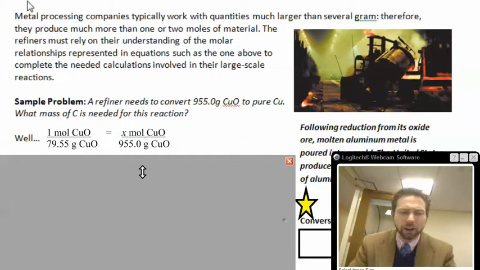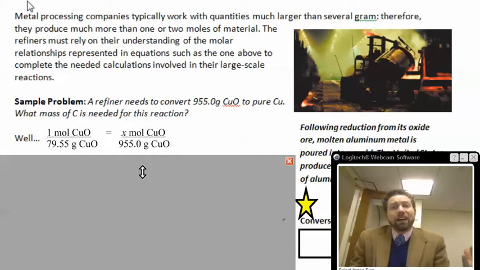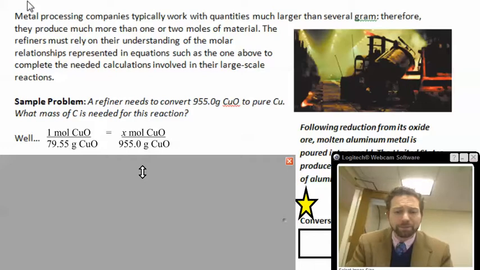Well, taking a look, 1 mole of copper oxide is 79.55 grams of copper oxide. We already figured that out up there. What we want to figure out is, if we have 955 grams of copper oxide, how many moles is that? It's definitely more than 1. So how do we figure that out? We put a proportion there.